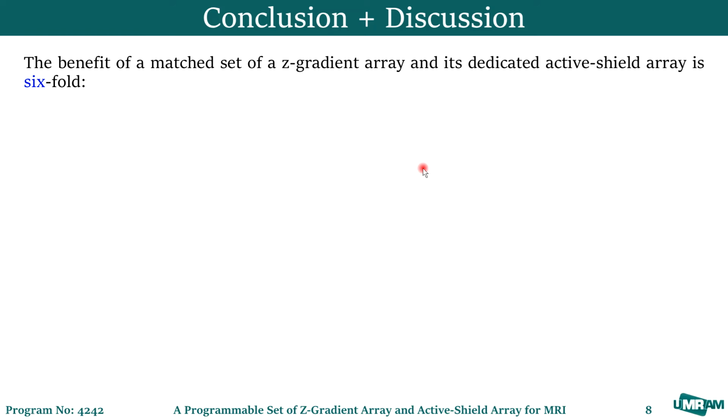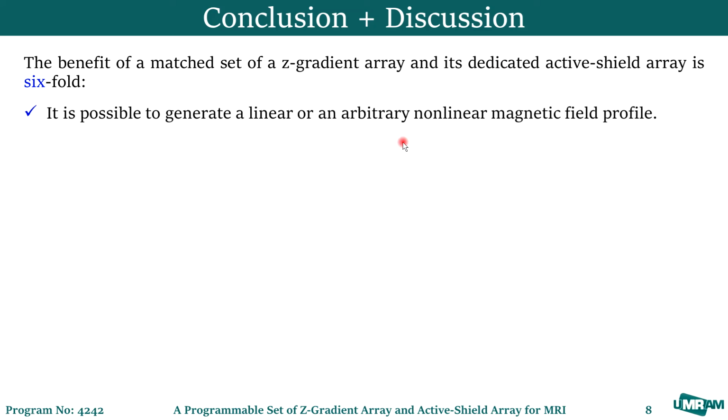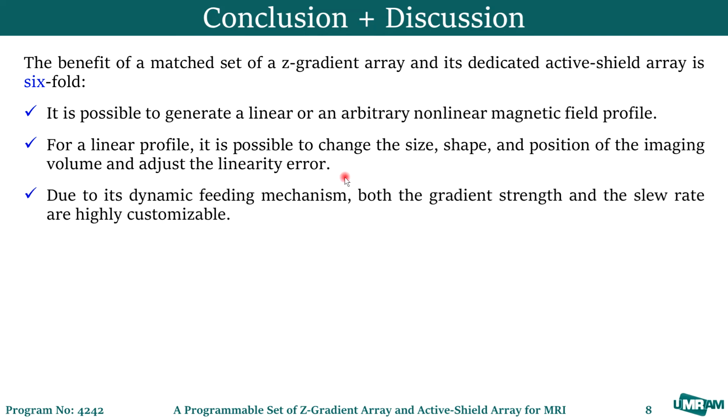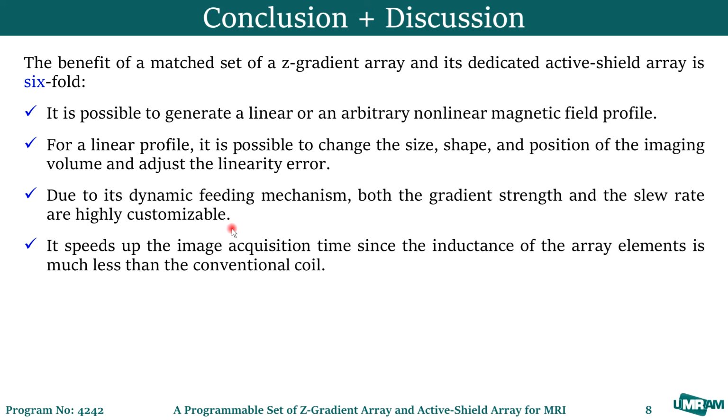As a conclusion of the discussion, the benefit of a matched set of Z-gradient array and its dedicated active shield array is sixfold. It's possible to generate a linear or an arbitrary nonlinear magnetic field profile. For a linear profile, it's possible to change the size, shape, and position of the imaging volume and adjust the linearity error. Due to its dynamic feeding mechanism, both the gradient strength and the slew rate are highly customizable. It speeds up the imaging acquisition time since the inductance of the array element is much less than the conventional coil, because the coils are smaller.